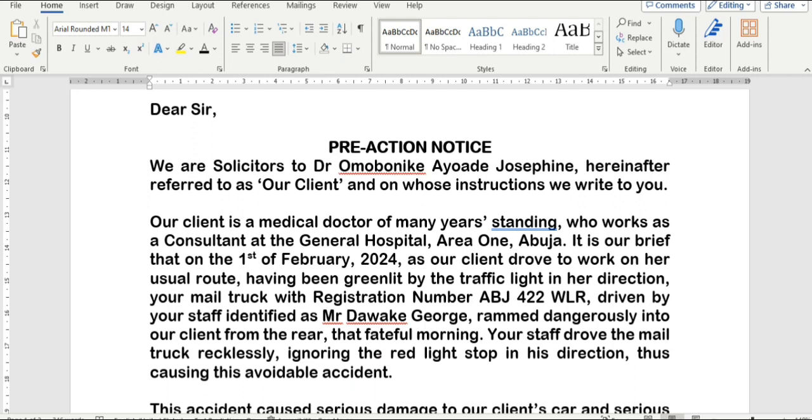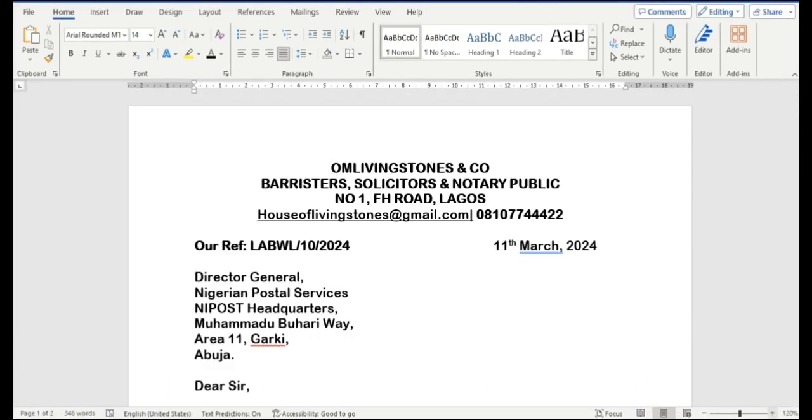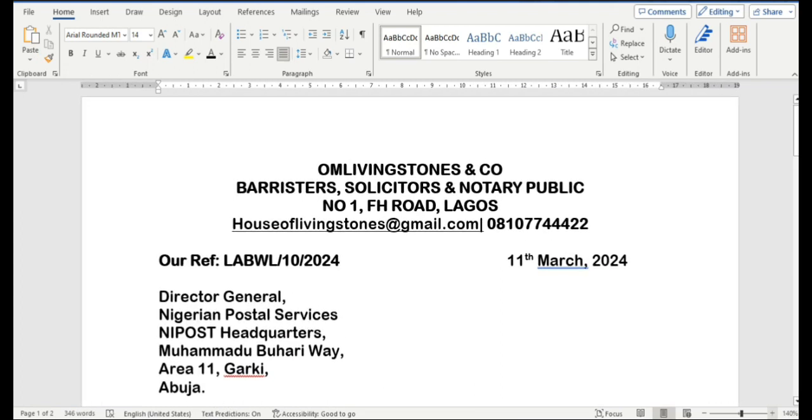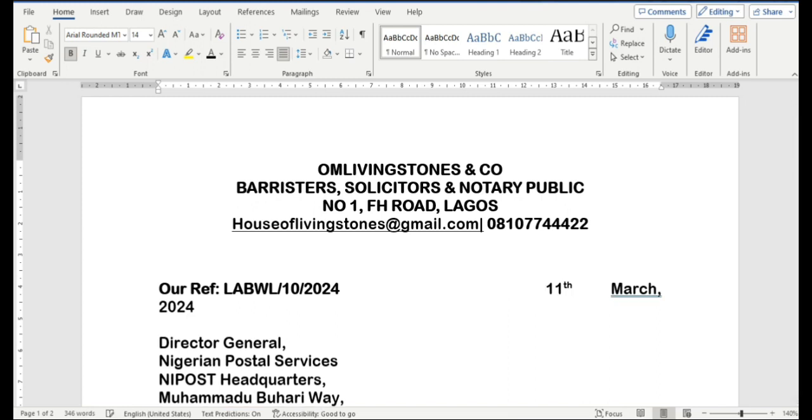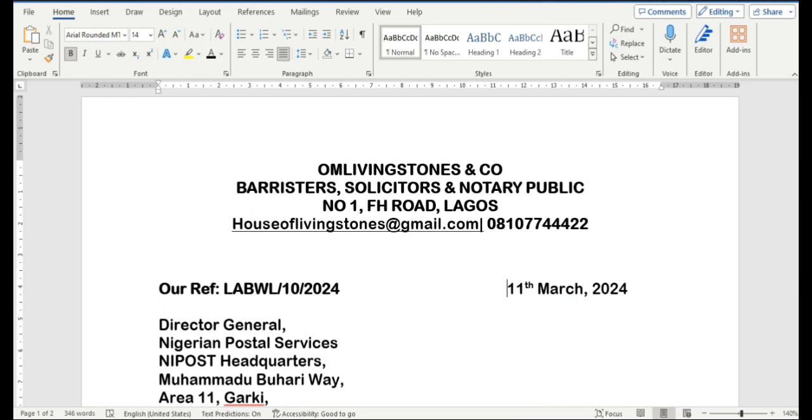So the pre-action notice is drafted on the law firm's letterhead. You can see here I have O.M. Livingstones and Co., which is my law firm, Barrister Solicitors and Notary Public, number 1 FH Road, Lagos, House of Livingstones at gmail.com and my phone number. So you have to include the means of correspondence by which they can get back to you as well if they are replying to your notice. Because while a pre-action notice precedes litigation, it does not necessarily have to result in litigation. So they could call you to resolve the matter or to explore ADR, as the case may be.